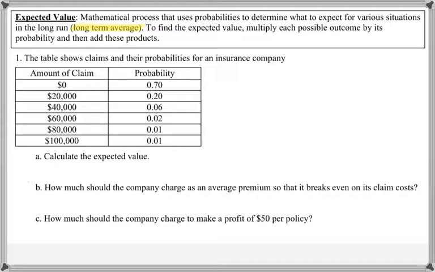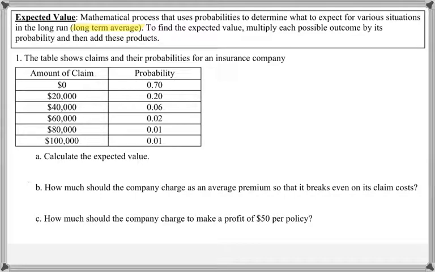So to find the expected value, we want to multiply each possible outcome by its probability and then add these products. So for question number 1, we have a table, and the table shows claims and their probabilities for an insurance company. And you'll notice that the probabilities are expressed as decimals. So that's okay. You can express a probability as a fraction or as a decimal. Either one's okay.